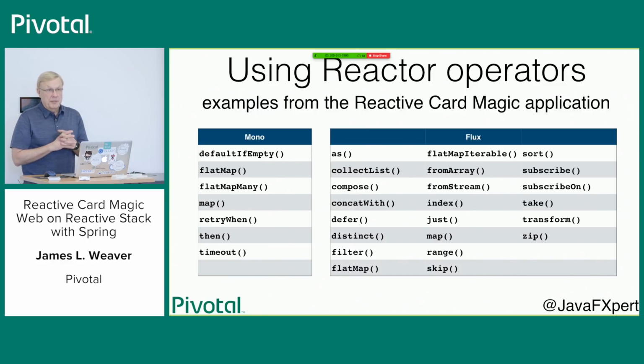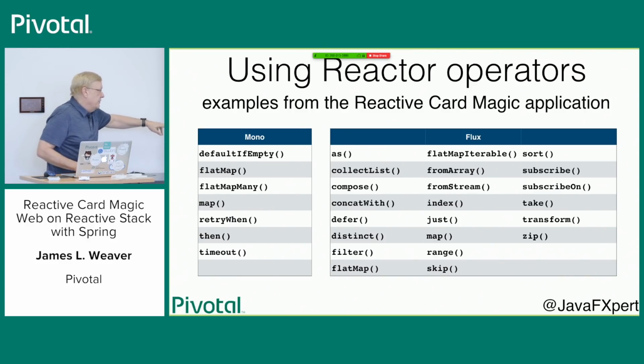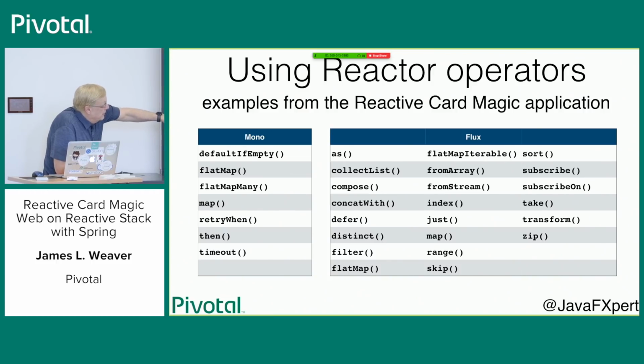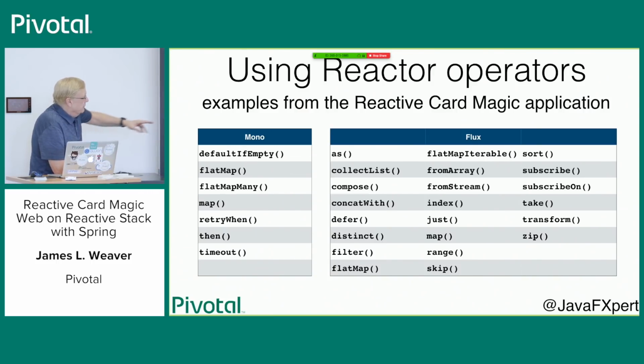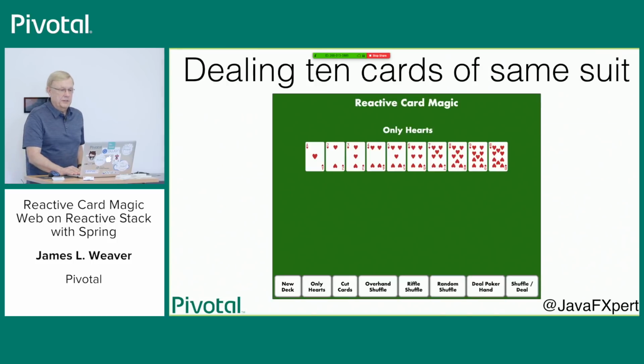And so in this reactive card magic application, we're using monos and fluxes, and these are the operators that we're using. I just went through and every time I used an operator, I went ahead and cataloged it. So we're using all these different operators like mono. There's a flat map here. There's a map. You might be familiar with those, or their counterparts, from the Java Collection Streaming API. And then on the flux, we're using more of those. Things like map, take a number of cards, filter. So I'm going to walk through some of those, but those are the operations that we're using in this application.